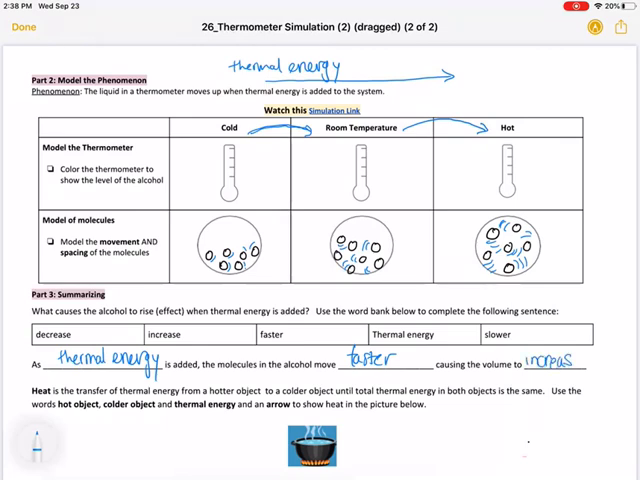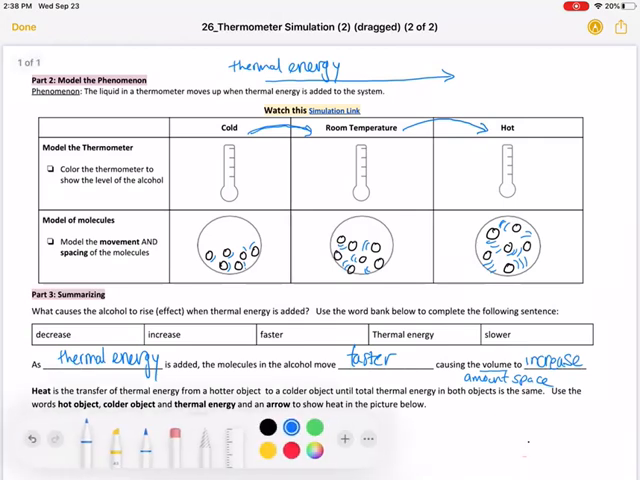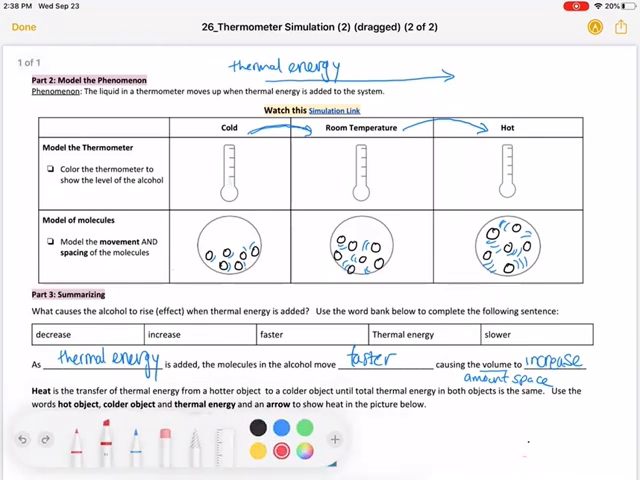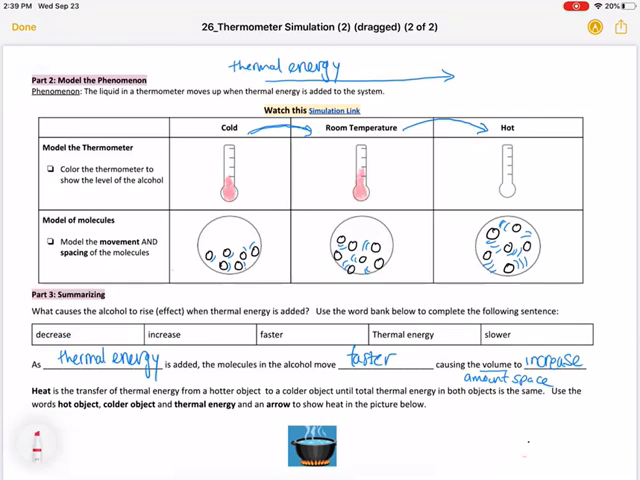Remember, volume is the amount of space something takes up. Amount of space. Okay, and I can see that in my picture here. I can see that not only in the molecules, but I can see it in my level that I should have seen for each of these. We see an increase as the molecules move faster.